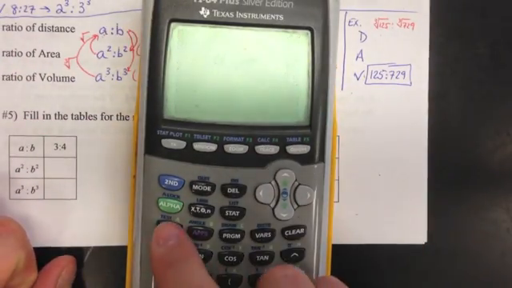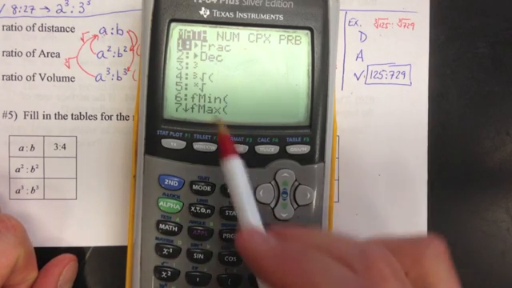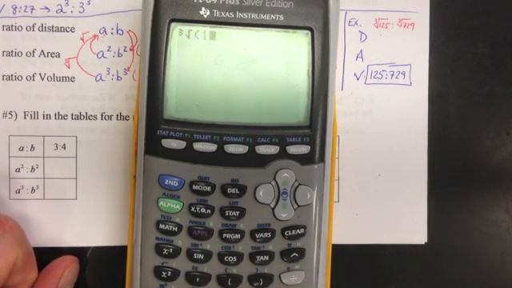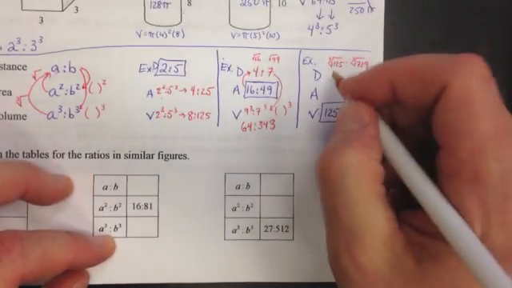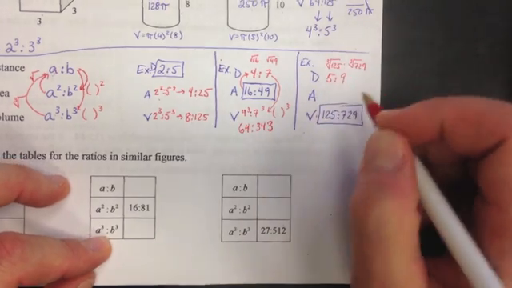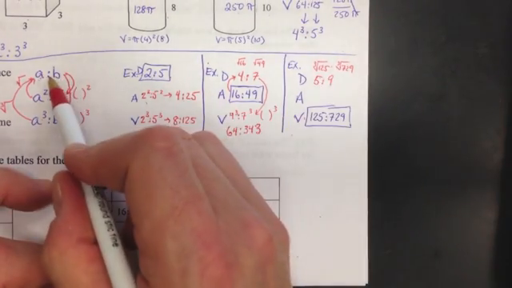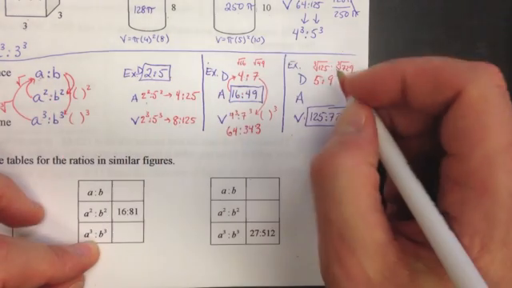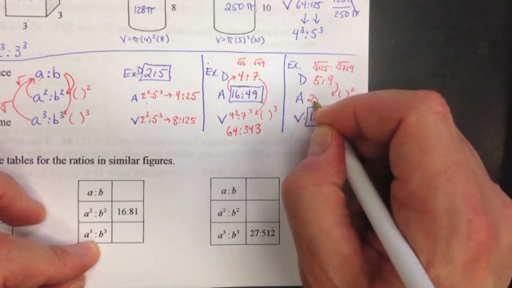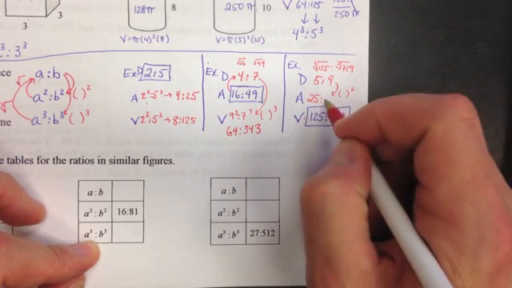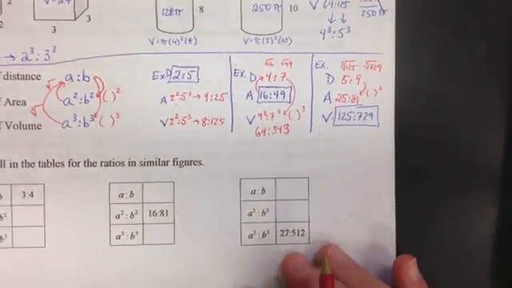Now on the calculator, I can do this. If I go to math, and then number 4, which says cube root. So the cube root of 125 is 5, and the cube root of 729 is 9. So we've got 5 to 9, that is the ratio of distance. I want the area ratio. So once I get distance ratio, how do I go to a squared, b squared? I have to square both numbers. So I would square the 5, which gives 25. I would square the 9, 9 squared is 81. And those are my answers.